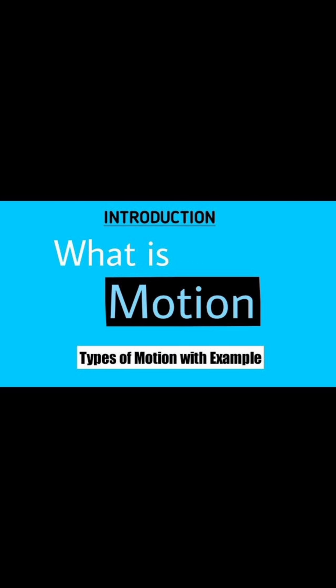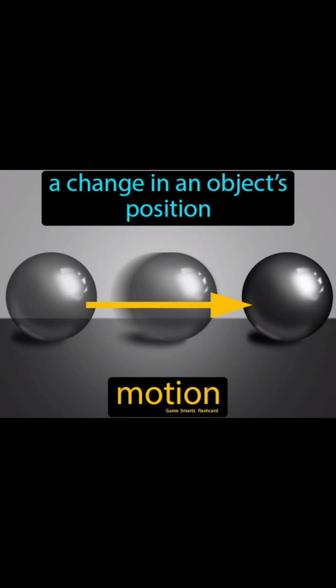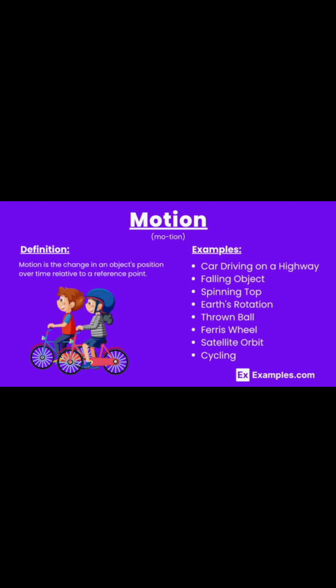Motion is the change in position of an object with respect to time. It means if something changes its place from one point to another over time, it's in motion. Imagine you placed your toy car on the floor. If it stays still, it's at rest. But the moment you push it and it rolls forward, it has moved. It means it's in motion. Clear? So motion is a change in position of an object with respect to time.